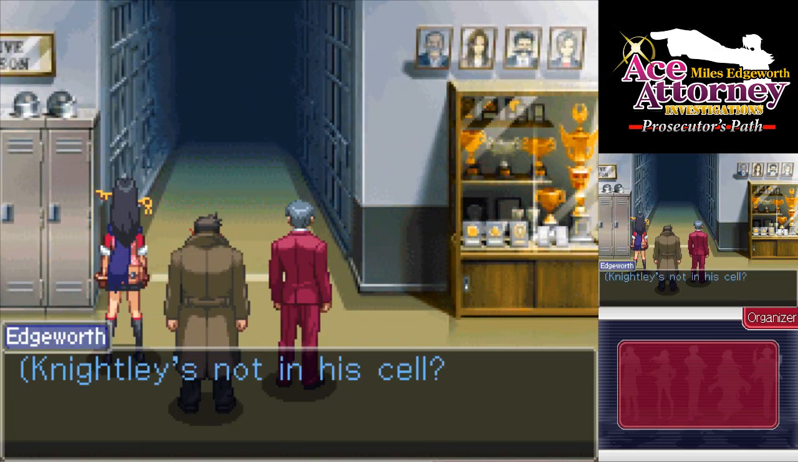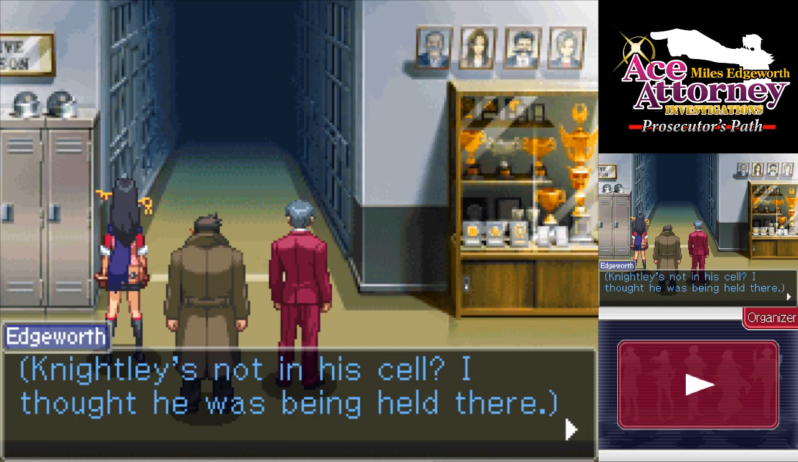I love these animations. Knightley's not in a cell? I thought he was being held there.